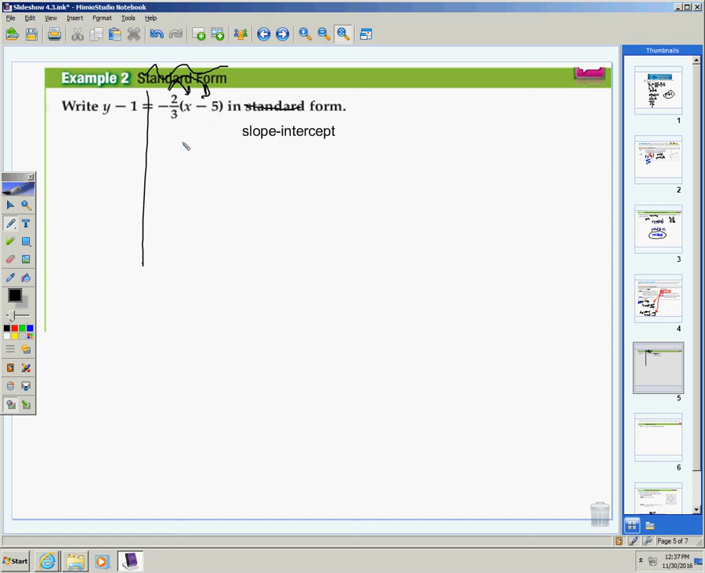So the left side stays the same, and then I distribute negative 2/3 times x, which gives me negative 2/3 x. And then I've got negative 2/3 times negative 5. We all know a negative times a negative is a positive. And negative 2/3 times negative 5 gives me positive 10/3. The way I got that, 2/3 times 5 is really like 2/3 times 5 over 1. When you multiply fractions, you just multiply straight across.